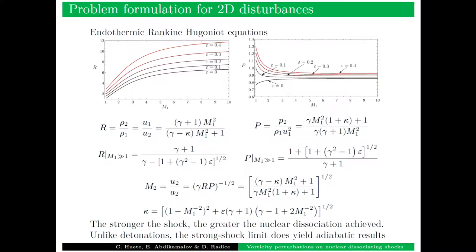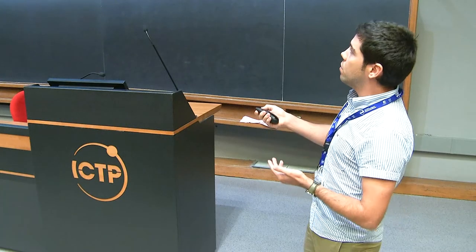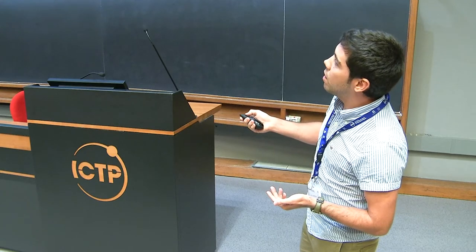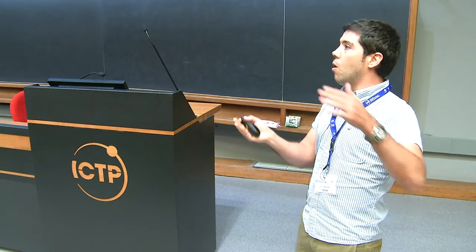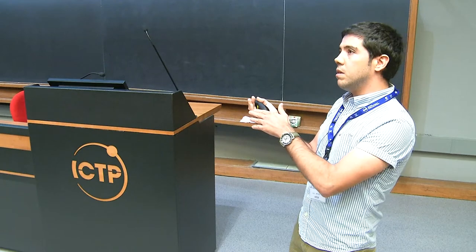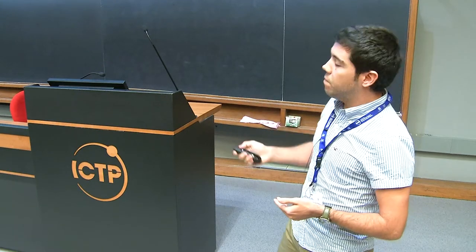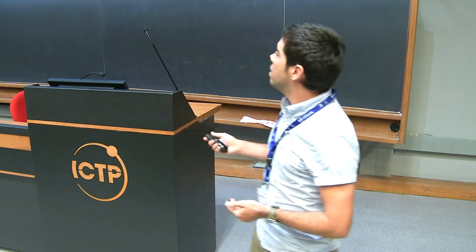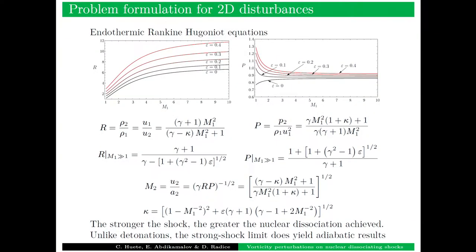This is different to what we find when we are studying detonations. In detonations, the shock wave triggers a reaction that is self-sustained, and the energy released in detonation does not depend on the shock intensity. For this reason, when moving to the strong shock limit in detonations, all these curves collapse. This is not the case here, due to the reason I just told.